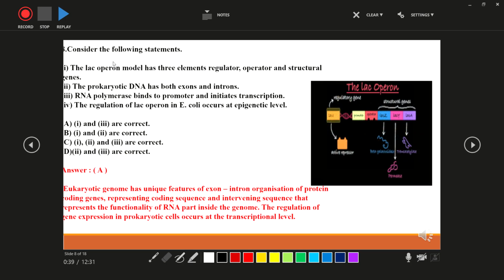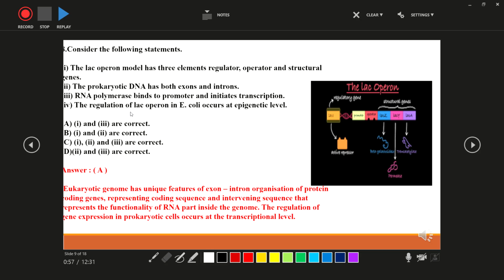Next question, consider the following. The Lac-Operon model, here the diagram is given here, has three elements: regulator, operator and structural gene. I think you know this. And the prokaryotes DNA has both exons and introns. And RNA polymerase binds to promoters and initiates transcription.